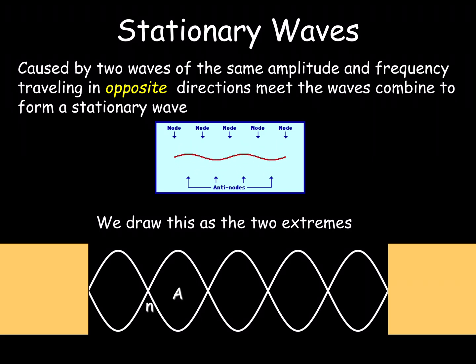You have the node at the point where they cross, and the antinode, which is the point where you have the most oscillation.